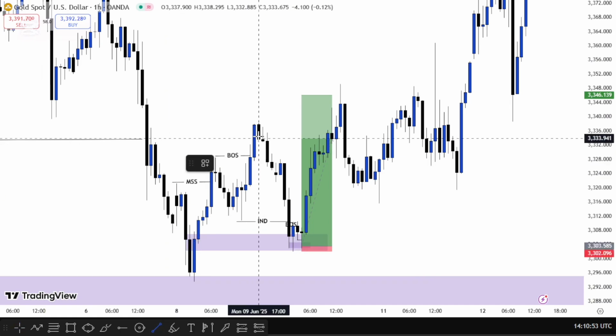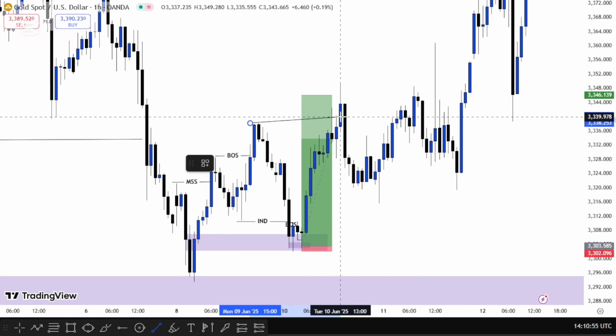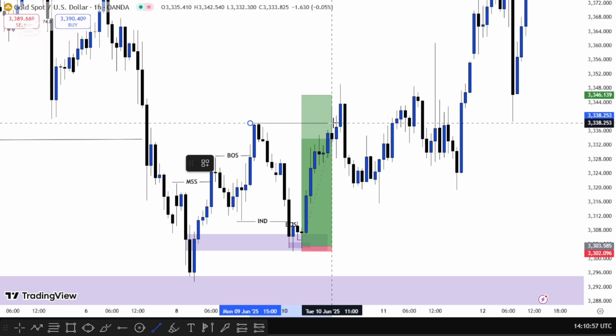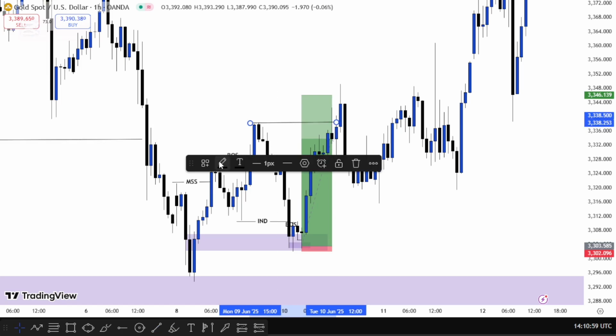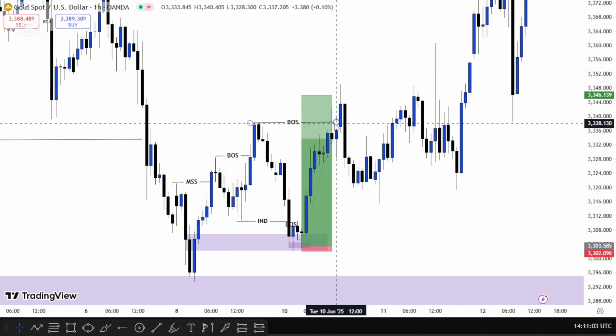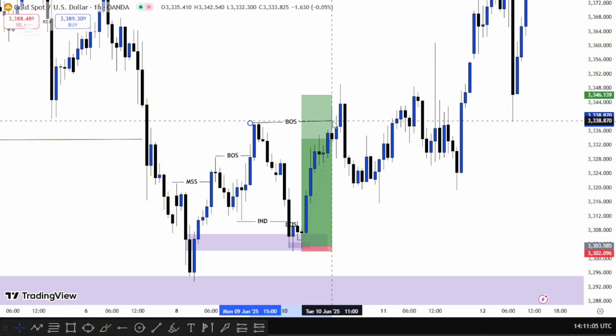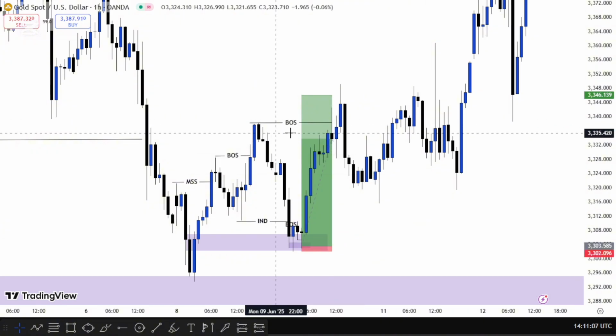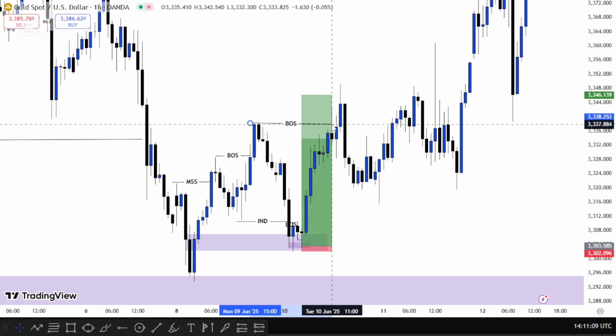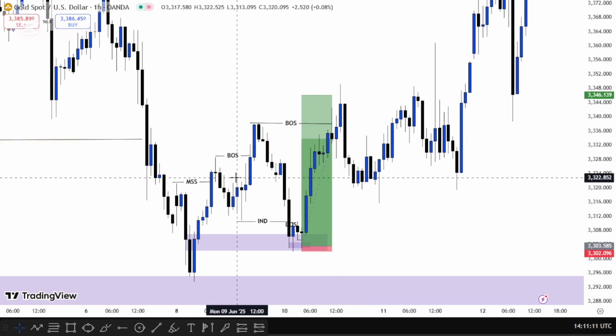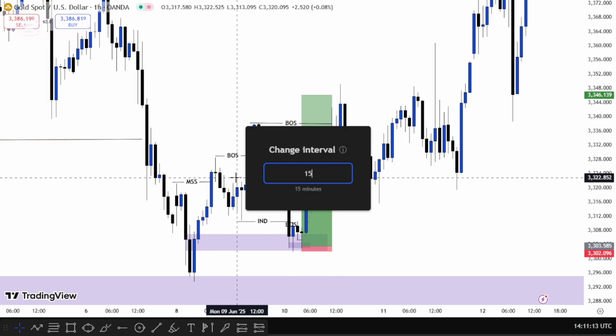Now we have what? Another break of structure. Okay. We have another break of structure which offers us what? Another opportunity. With every break of structure comes what? Another opportunity to make money from the market if you're patient enough. So now we go down to the 15 minutes time frame.